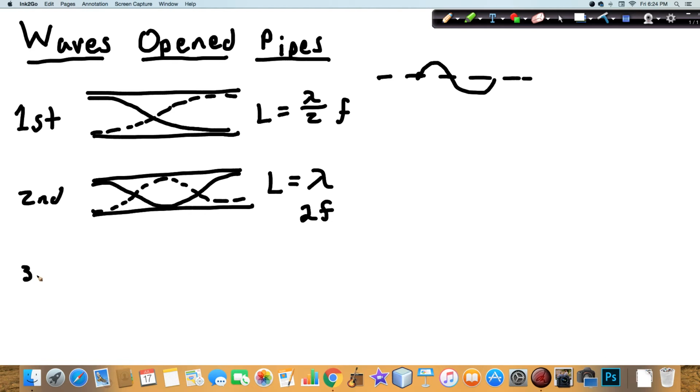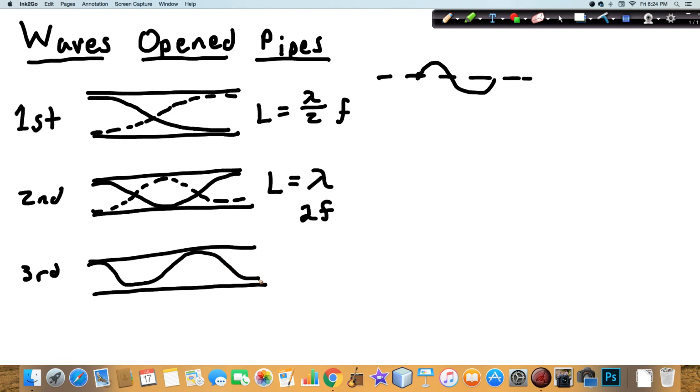Let's go to the third harmonic, where we're going to have our pipe open at both ends. And we're going to put 3 fundamental frequencies in here. So we're going to put 3 half wavelengths. All right, so let's see if we can do this. We've got 1 half of a wave, another half of a wave, and another half of a wave right there. And we'll reflect that. All right. And so what that means is we've got 1 half, a second half, and then a third half.